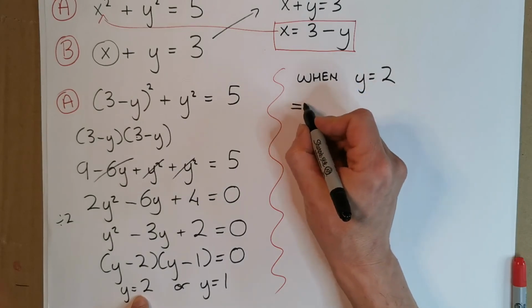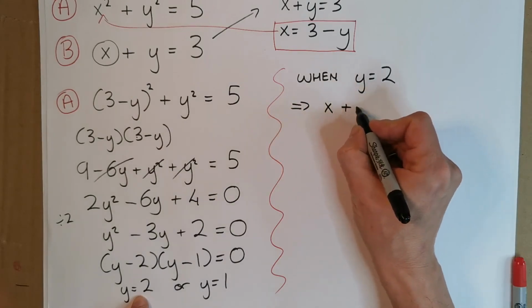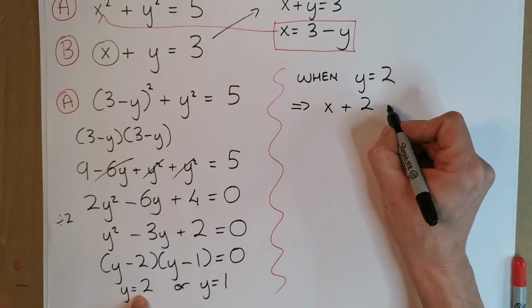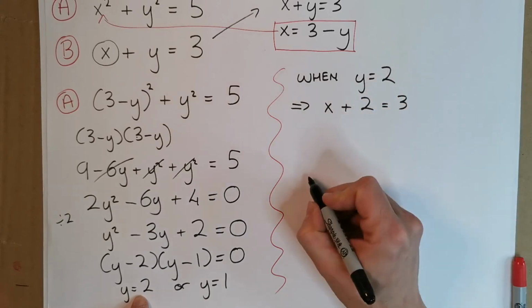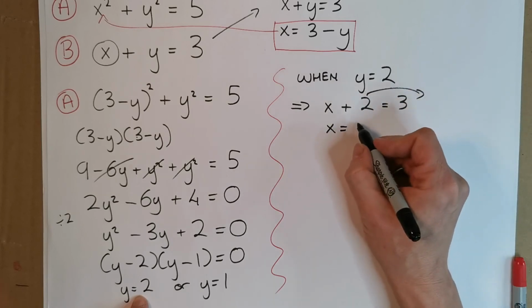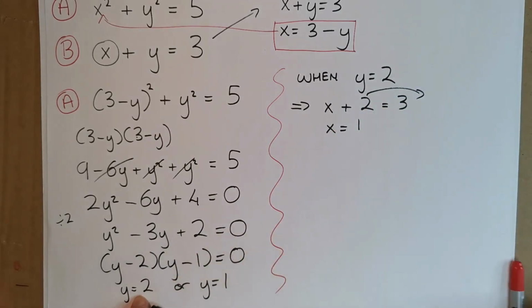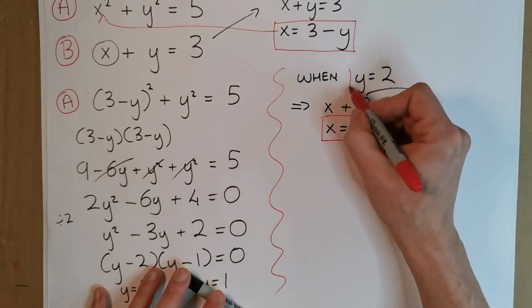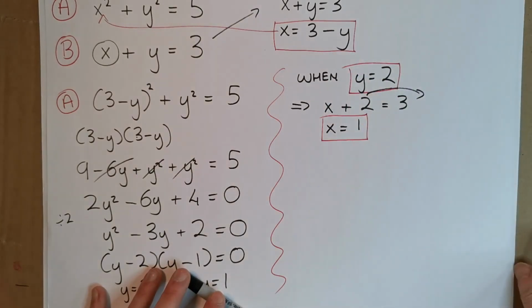So when y is equal to 2, that would imply that x plus, replacing that y by 2, is equal to 3. And therefore x is equal to 3 minus 2 when that comes over. So 3 minus 2 is 1. So that's your first pair of solutions. When y is equal to 2, x is equal to 1.